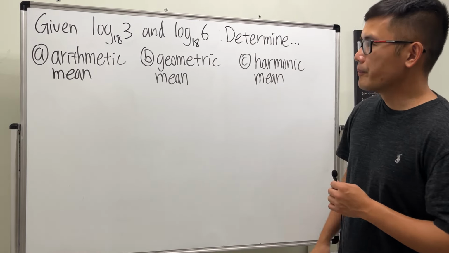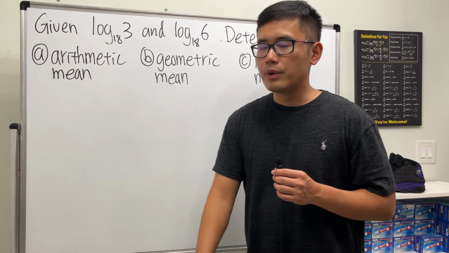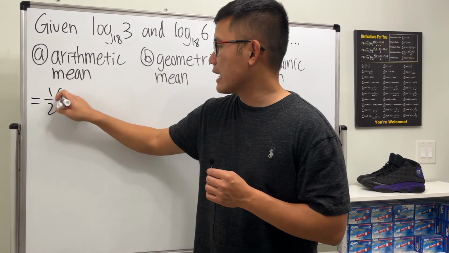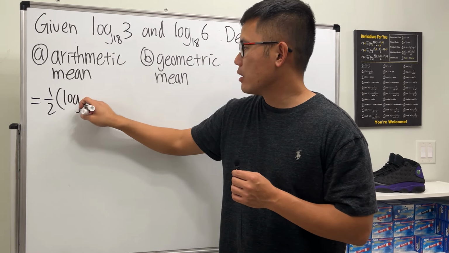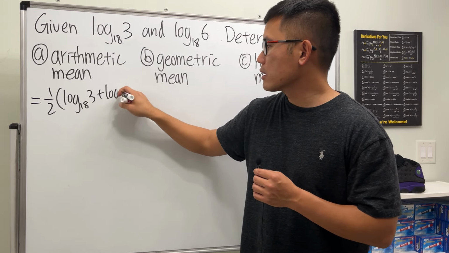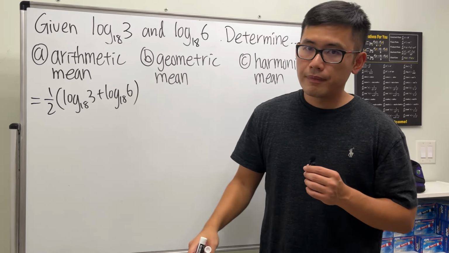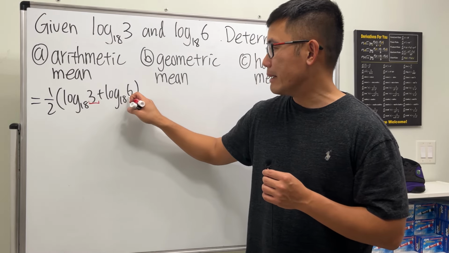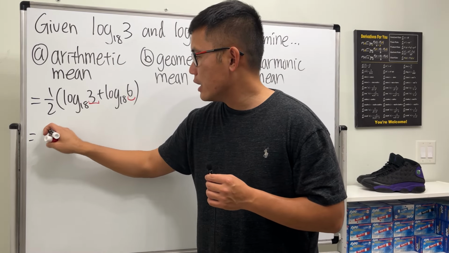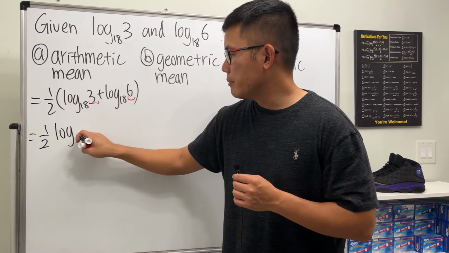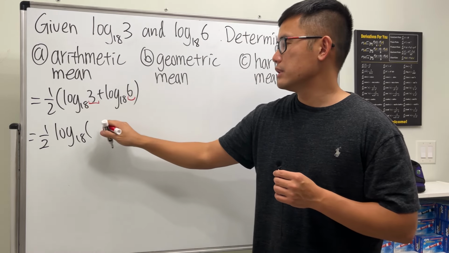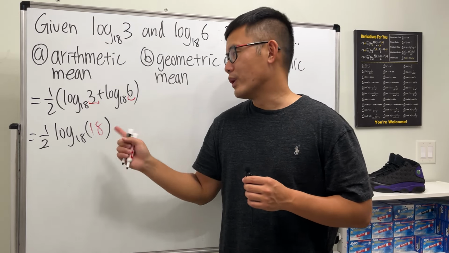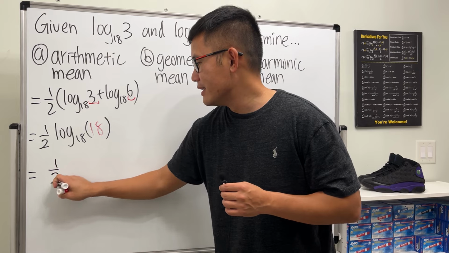Done? Okay, here we go. For the arithmetic mean for two numbers, we just have to add them up and then divide by 2. So we can also say that's 1/2 times this plus that, namely log base 18 of 3 plus log base 18 of 6. And when we add these two logarithms, when they have the same base, we can just multiply the numbers inside. So this is the same as 1/2 times log base 18 of 3 times 6, which is 18. And log base 18 of 18 is just equal to 1. 1 times 1/2, yes, it's just 1/2.